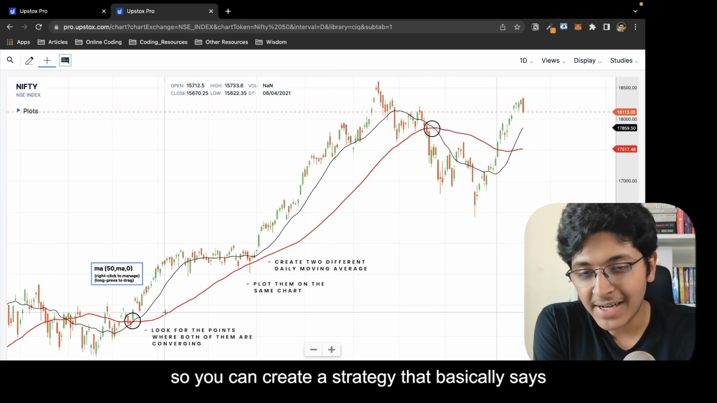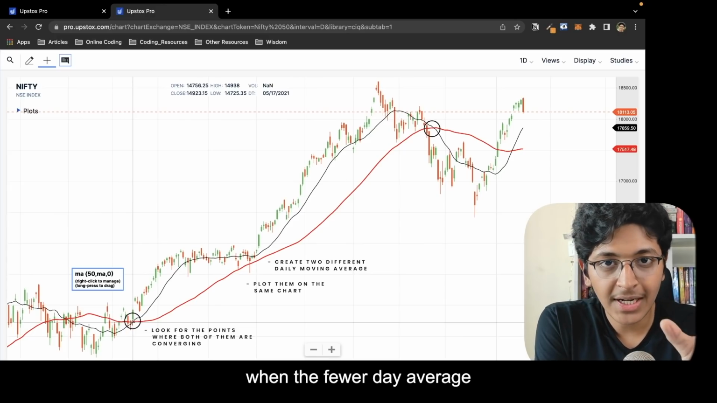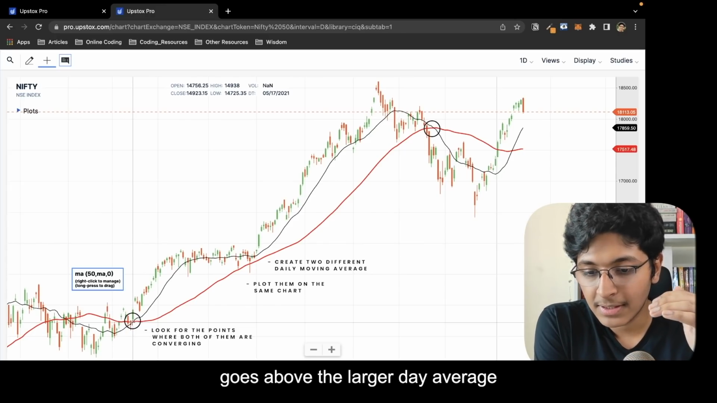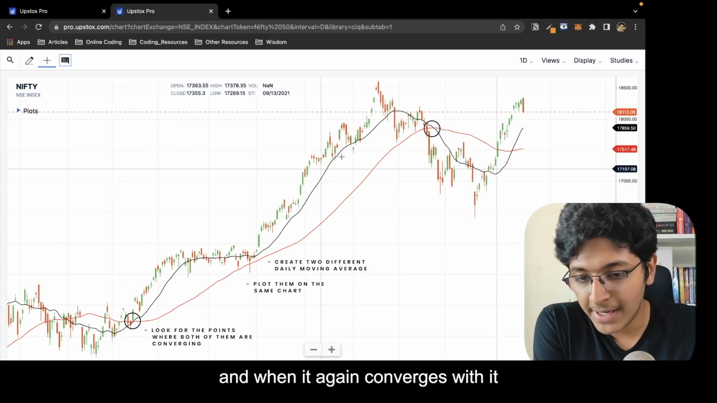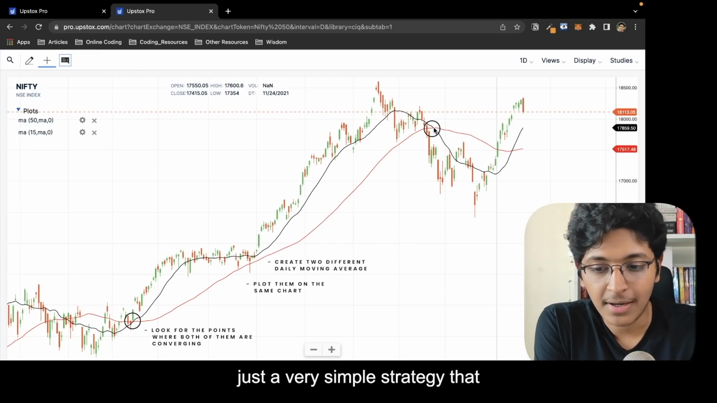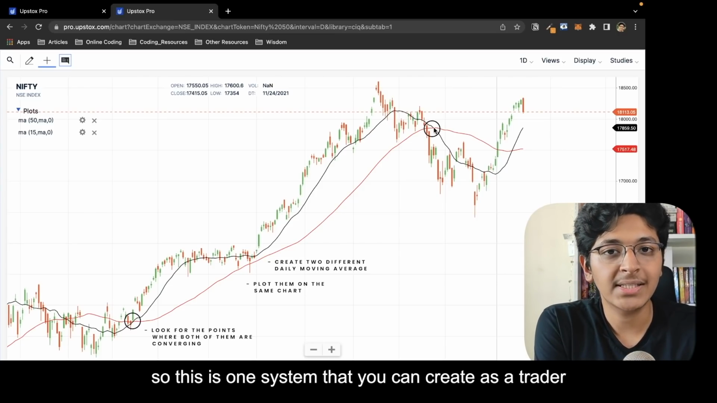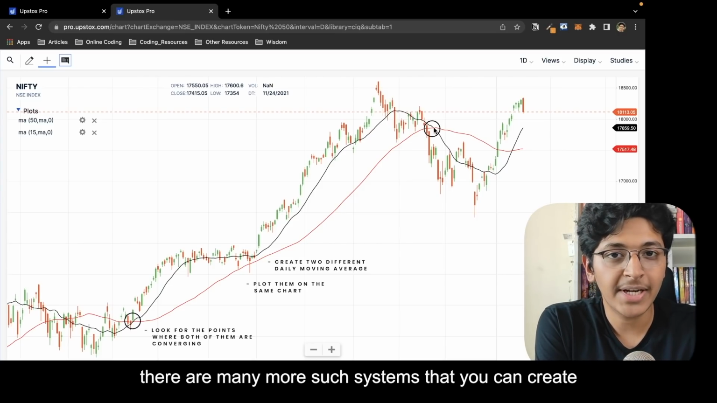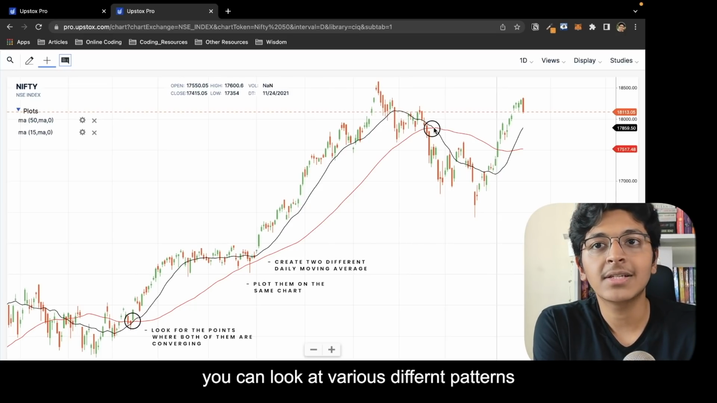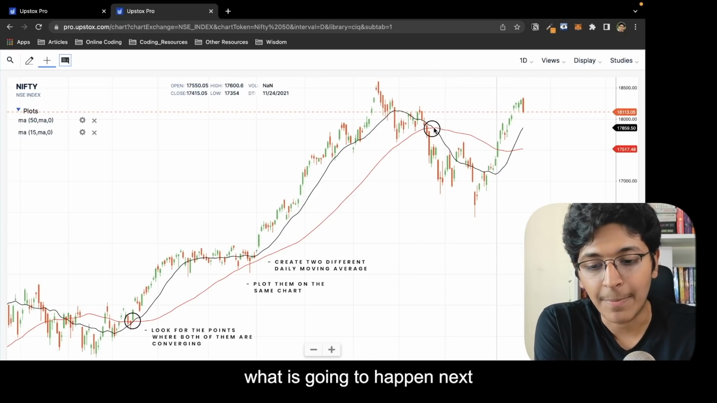So you can create a strategy that basically says that you buy when this happens, when the fewer-day average goes above the larger-day average, and when it again converges with it, that is when you sell. Just a very simple strategy that you can try and see what happens. So this is one system that you can create as a trader. There are many more systems that you can create. You can look at various different patterns for the candlesticks, and you can predict what is going to happen next.